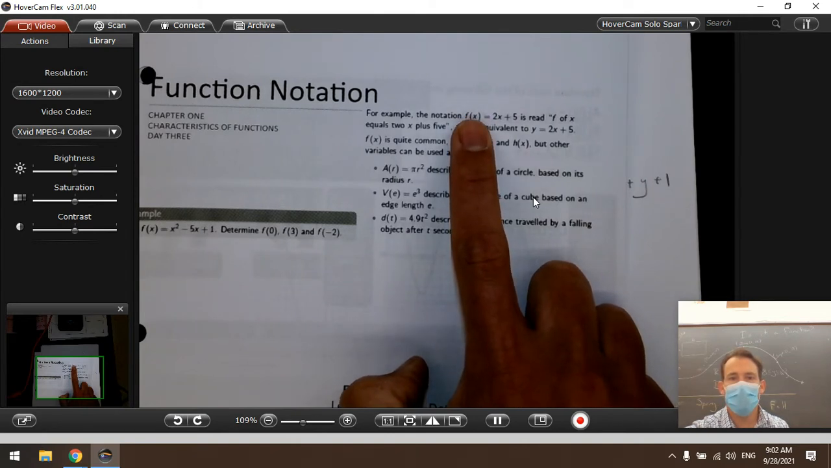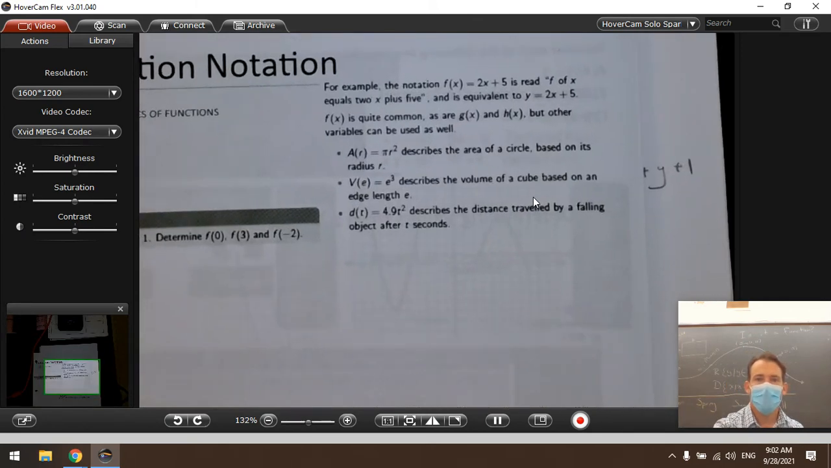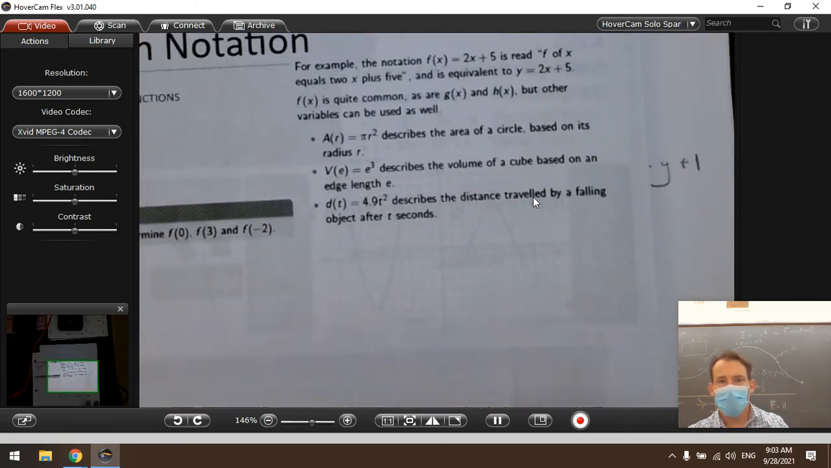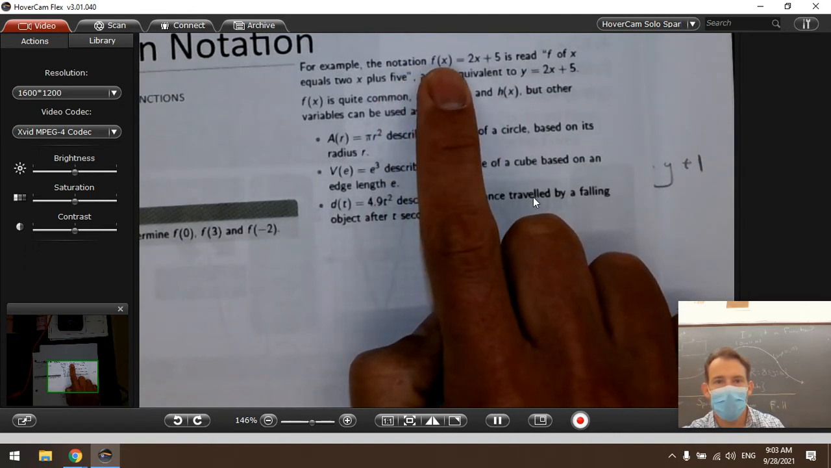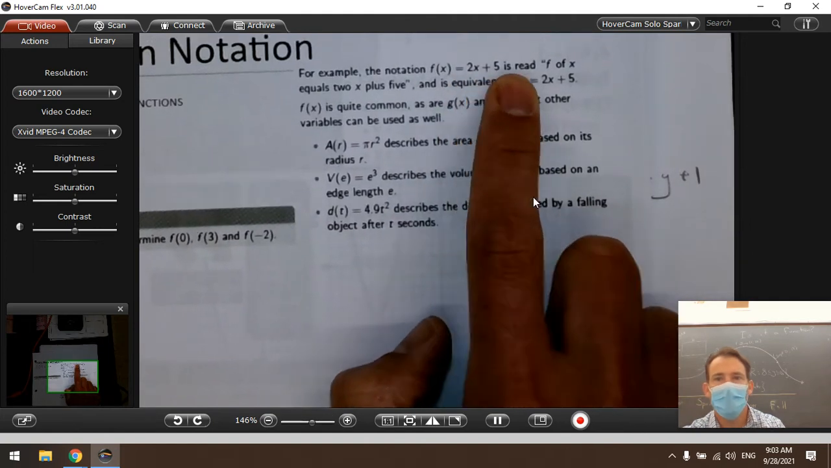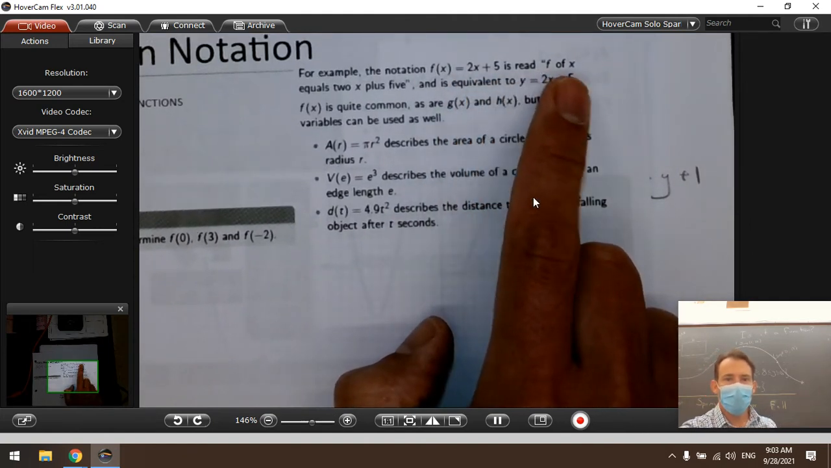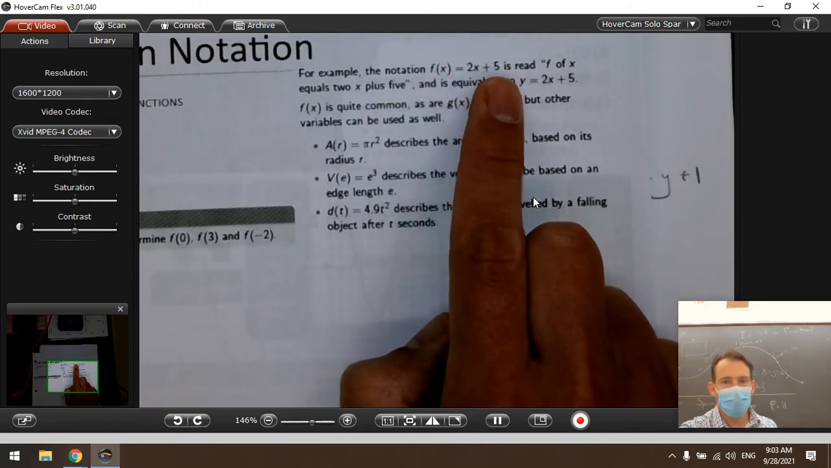And the way we read this, you want to be able to read this very effectively, like fluently, I mean. For example, the notation f of x is equal to, f, and then we have this bracketed x, is equal to 2x plus 5, okay? We read this like this. F of x equals 2x plus 5.